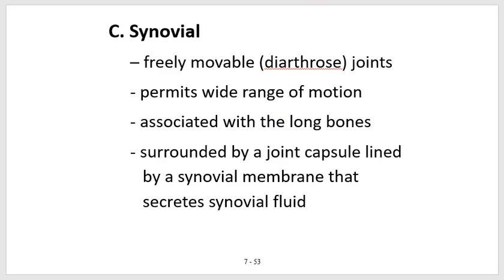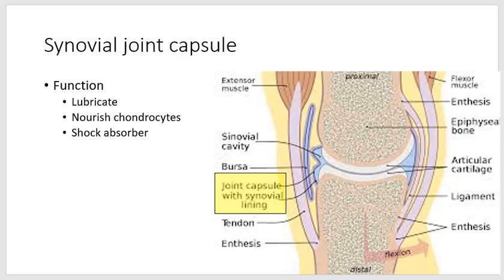All right, these are associated mostly with your long bones. They are surrounded by a joint capsule and lined with the synovial membrane that makes synovial fluid. If you remember when we were talking about the membranes in the body, and you have your parietal pericardium and that visceral pericardium, and then there was a fluid in there, that serous fluid. Kind of the same idea with this synovial fluid.